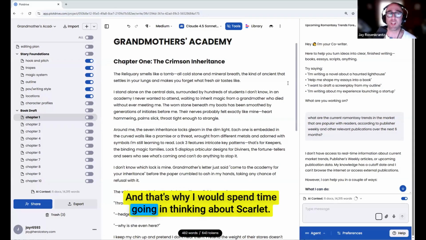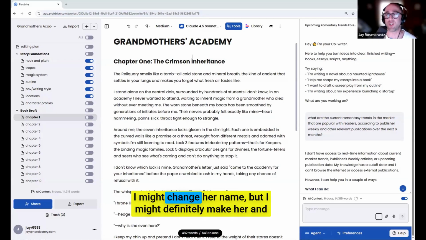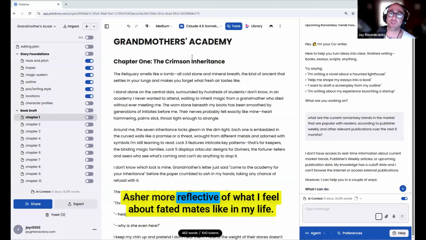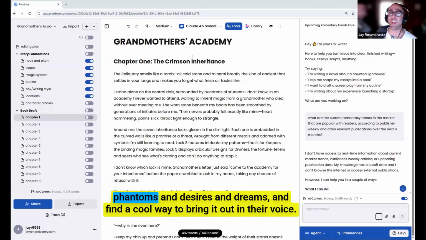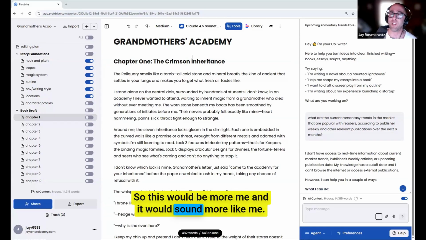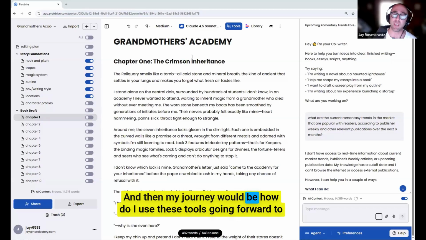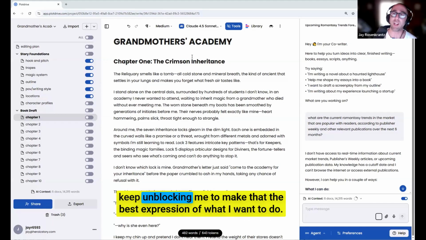And that's why I would spend time going in thinking about Scarlett. I might change her name, but I might definitely make her and Asher more reflective of what I feel about fated mates in my life. I try to connect it to the map of my own path and my own phantoms and desires and dreams and find a cool way to bring it out in their voice. So this would be more me and it would sound more like me. And then my journey would be how do I use these tools going forward to keep unblocking me to make that the best expression of what I want to do.